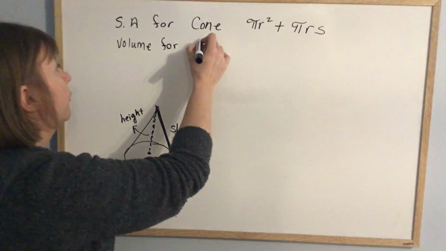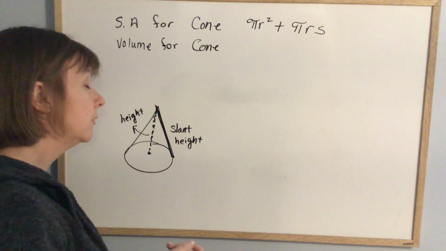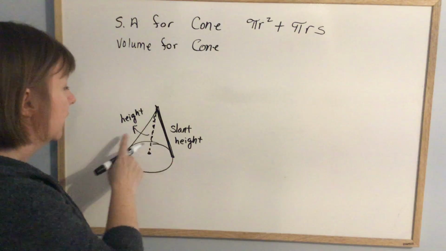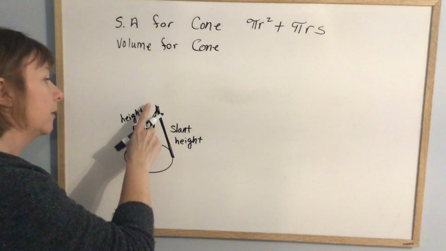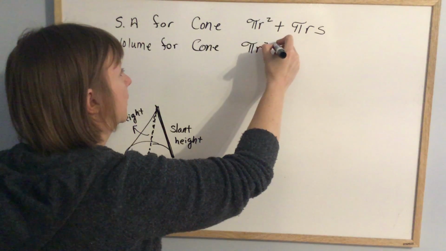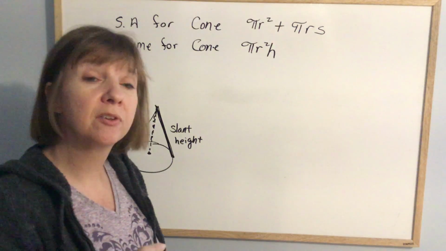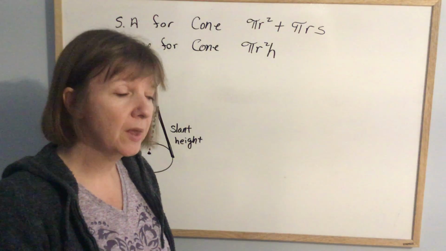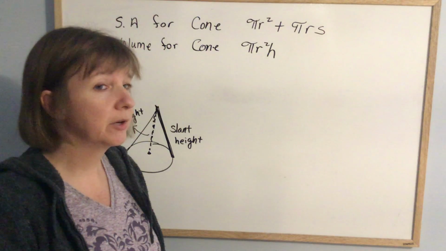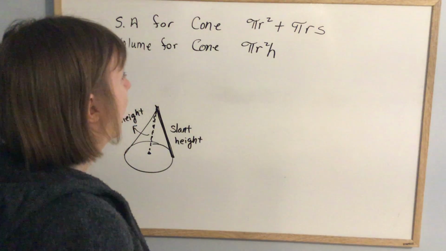Now, volume for a cone. Okay, so remember, volume of any object is the area of the base times the height. Well, the base is a circle, so that's pi r squared times the height. But that is the volume of a cylinder, not a cone. I said this in the last video, and if you're not watching the videos, you're missing out. Tell your friends.